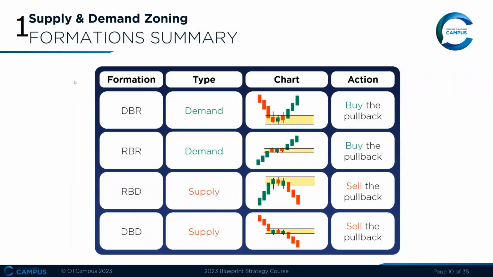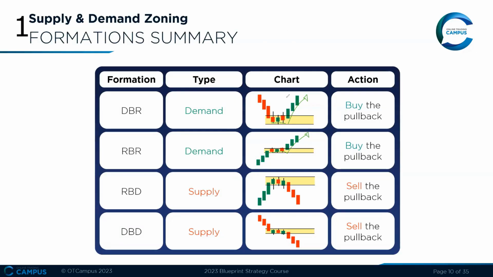So this is the formation summary. These are the formations that we have. We have a drop-based rally, DBR, and we have a rally-based rally, RBR. Those are demand zones, one being a U-shape, one being a rally-based rally. And what's really important for us when it comes to the demand zones is what both of them have in common is they have a base and they have a large rally out. This one as well, we have a base and we have a large rally out.